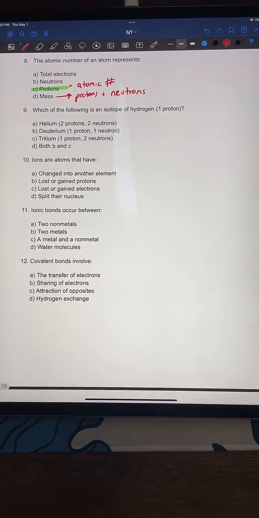Number 9. Which of the following is an isotope of hydrogen? Remember what an isotope is.